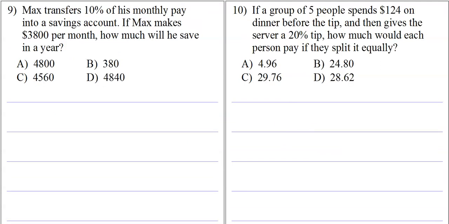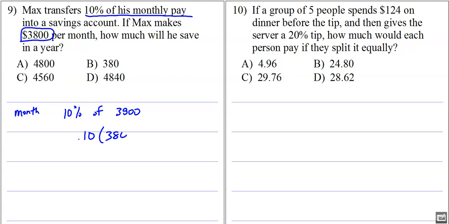9 and 10. Max transfers 10% of his pay into a savings account every month. So 10% of his monthly pay. Well, here's what he makes. So he's transferring 10% of that $3,800 every month. Okay? So this is every single month. Well, 10% of a number, you just do 0.10 times the number, and really you don't need a calculator. You just move the decimal over one. And it's $380.